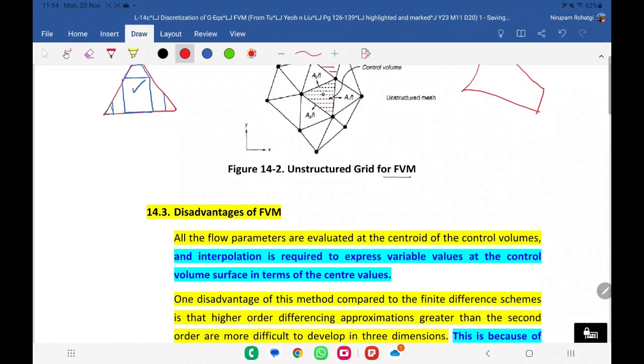Now what are the disadvantages of FVM? We talked about two advantages. The first one was that our conservation equation is applied as it is to the smallest volume.